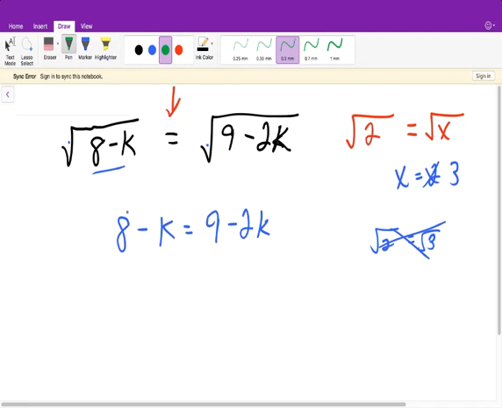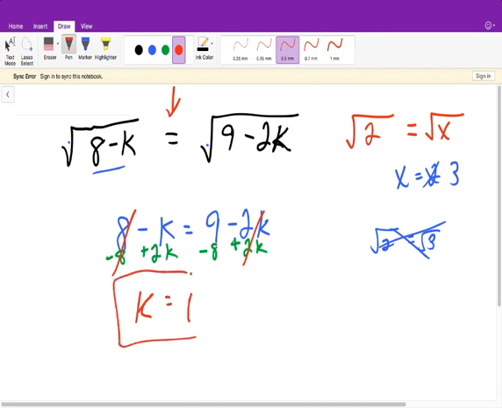Right now, after you do this, we can then go ahead and solve. It's just a regular algebraic equation. So we will add 2k. So we're going to move all of our variables to one side, and that means we then have to move all of our numbers to the other. So these will cancel out, and these will cancel out. So I'm left with negative k plus 2k, which is just k, and then 9 minus 8, which is 1. And that's our final answer.